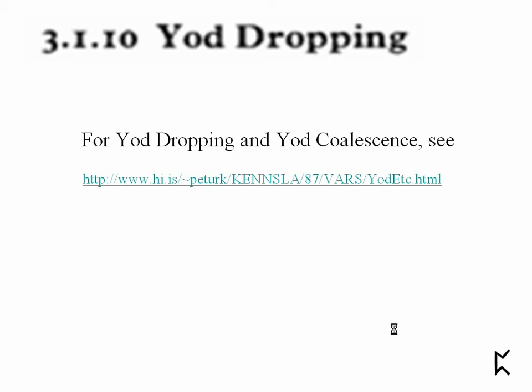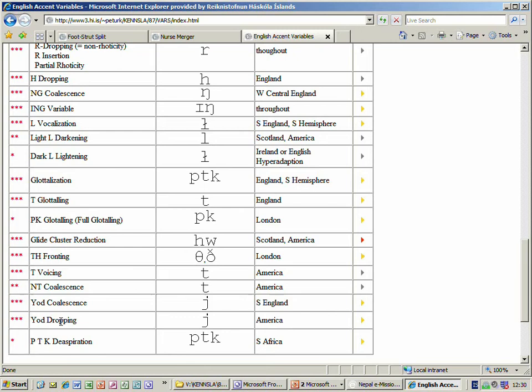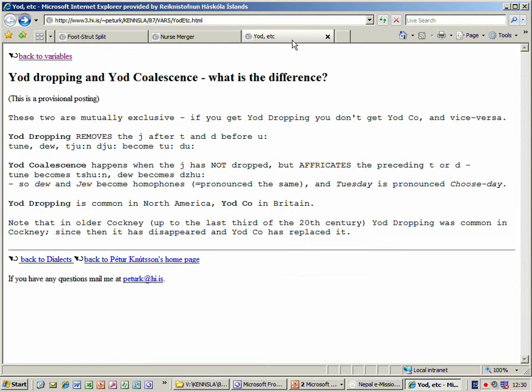Yod dropping and yod coalescence, both of these are important. I think I should look at them. If you go back to the variables, you'll see that I've got here, you go down to the consonants, yod coalescence and yod dropping, and both of these go to the same page, which is this one. I haven't done any more to it. What's the difference between yod dropping and yod coalescence?